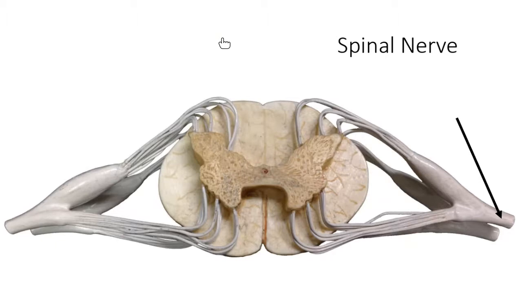Okay, so the spinal nerve is a mixed nerve, which means it contains sensory neurons and motor neurons. Sensory neurons carry information to the central nervous system. Motor neurons carry information away from the central nervous system. It's a bidirectional highway. Information comes in, information leaves. So it's coming in and out.